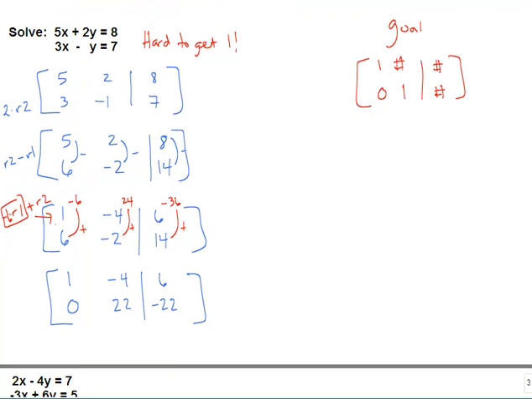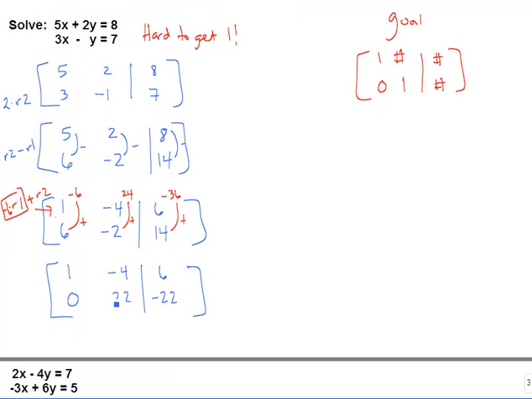All we have to do left here is change this 22 right here and make it a 1, and you can always do that by dividing. That very last one can always be determined by dividing through by whatever number is already there. So I am going to take row 2 and divide by 22. So this matrix will become 1, negative 4, 6. We're not changing that top row at all. 0 divided by 22 stays 0. 22 divided by 22 is 1. And negative 22 divided by 22 is negative 1.